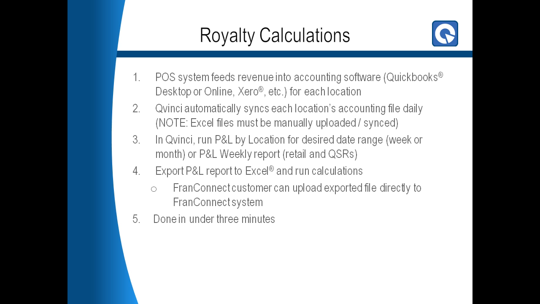Again, from your royalty calculation standpoint, you understand the POS system feeds revenue to your accounting application. We automatically sync those files daily. You can pull P&Ls for your desired date range, and be able to export any report out to Excel to run your calculations. All can be done very quickly and easily, especially once you have the information within Qvinci. You can look by region, or maybe you want to look at all the revenue for last year in a quick and easy referral across your locations to really make sure that you got it right.